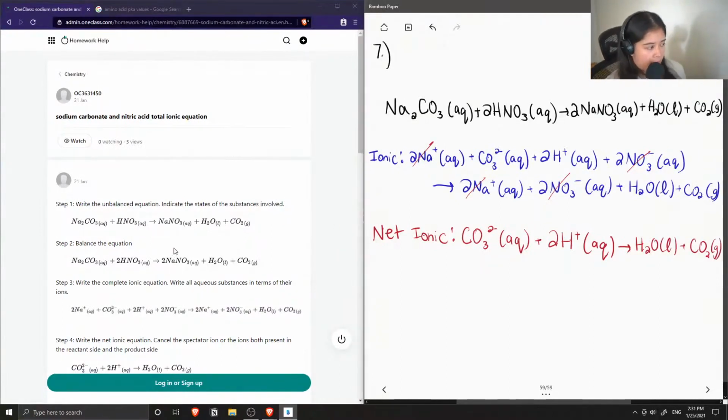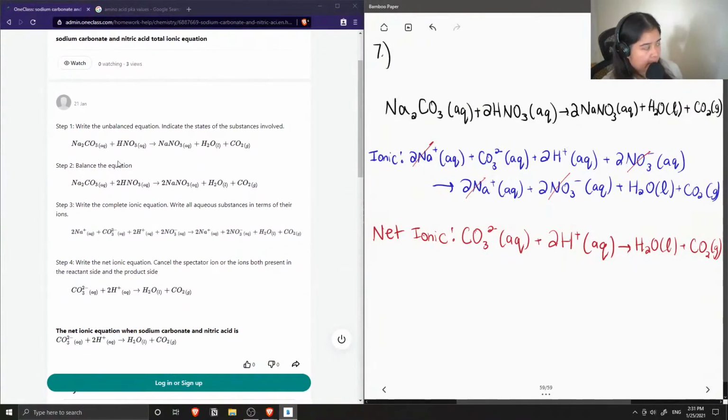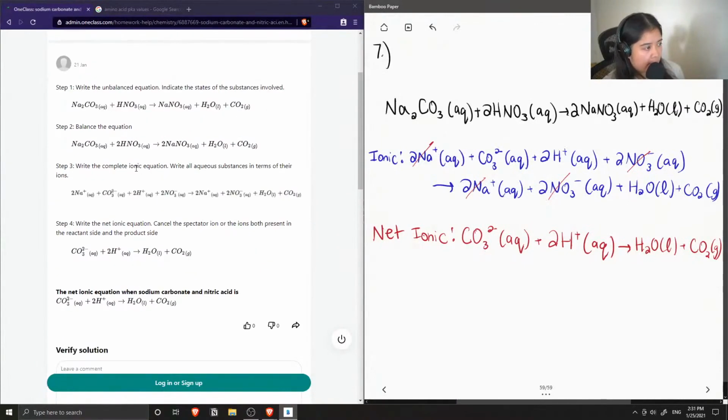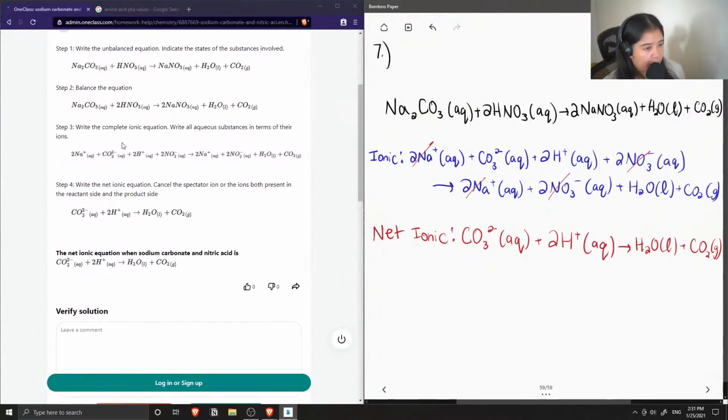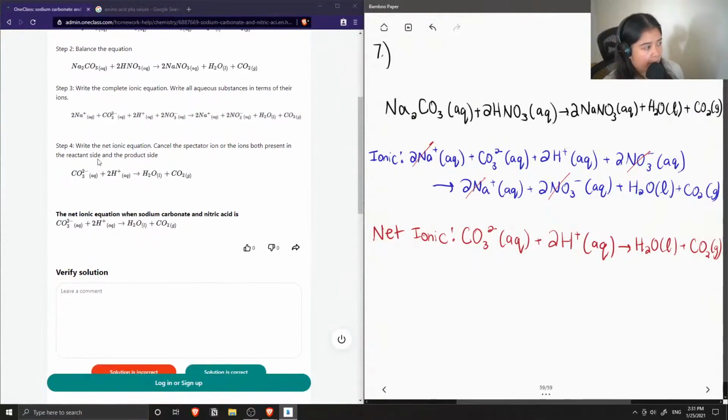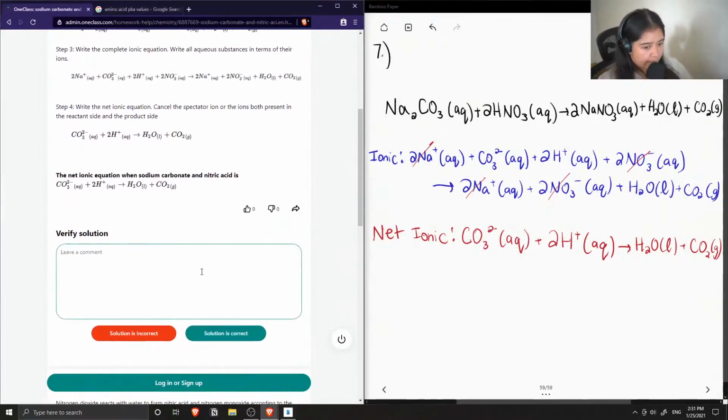Okay, so now let's see what the junior tutor said. Step one is to write the unbalanced equation, indicate the states of the substances involved, and then they balanced out the equation. Yep. And now if we write the complete ionic equation, write all aqueous substances in terms of their ions. So that is correct. And then write the net ionic equation, canceling out the spectator ions, or the ions both present in the reactant side and the product side. Okay, so the solution is correct.